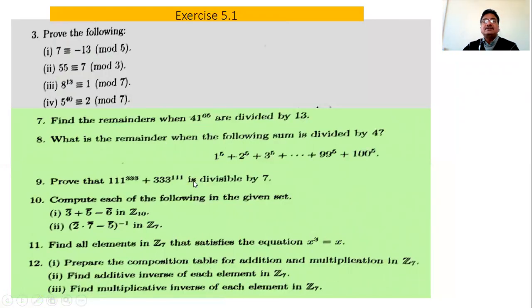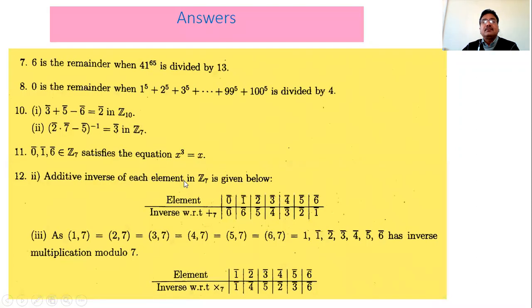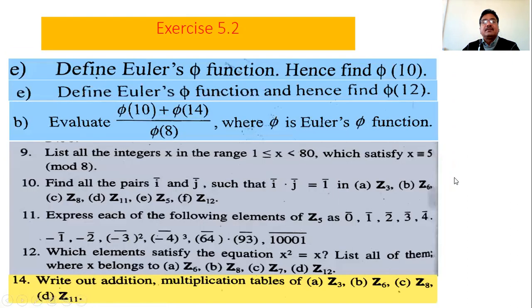So these are some exercises. Solve all these problems. Their answers are given in this slide. Then this is another exercise on Euler's phi function and some elements of Z5, Z3 and inverses. In example number 10, we have to find the pairs such that their multiplication is 1 bar, which means we have to find the prime residue classes. Which element satisfies x squared equals x?